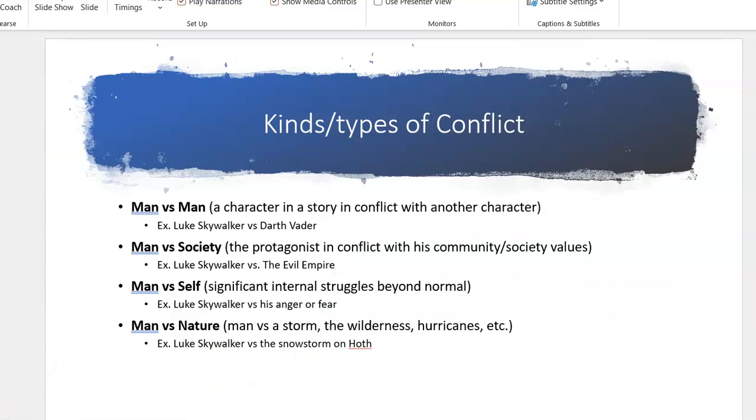When we look at kinds of conflict, this just helps us identify characters with characters, which is what we primarily have, at least in the surface plot story of Everyday Use. It's called man versus man, or person versus person, if you want to go genderless. I have some examples from Star Wars. I just thought that would be fun.